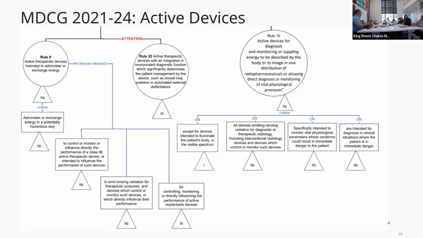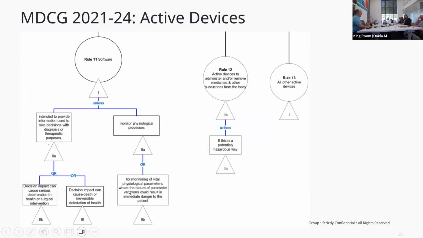There's also one in here for acute. It's controlling, monitoring, or directly influencing performance of active implantable devices. So that's something where a pacemaker could instantly kill a patient. It's going to be a class 3 device, or an active device to monitor stroke victims. That's something that is really putting the patient's life in danger, so it'd be a class 3 device.